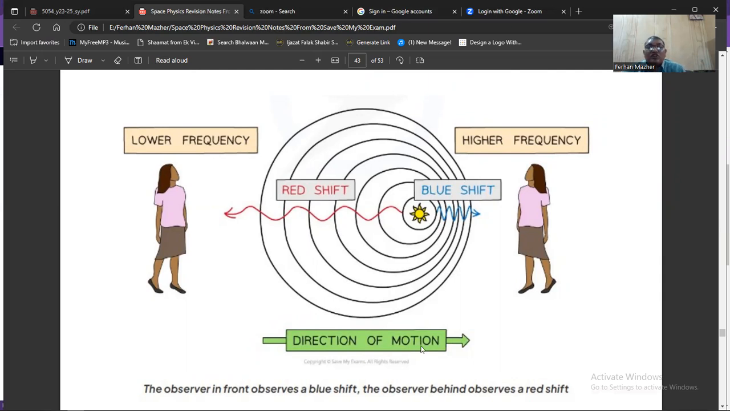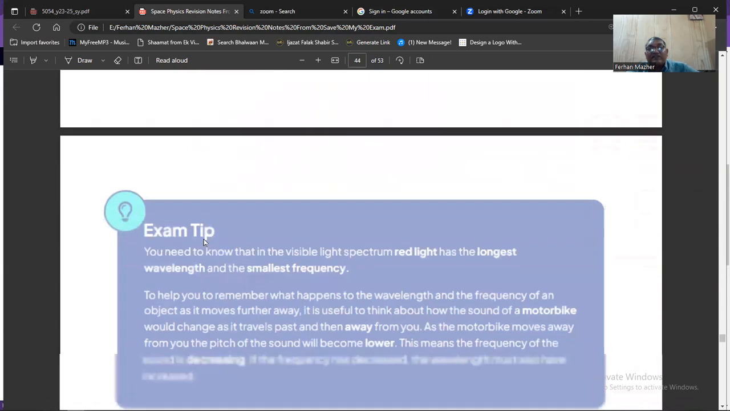So, considering the direction of the motion, the observer in front observes a blue shift. The observer behind the source observes a red shift. Because here the source is coming towards this observer, it will have a blue shift. Here the source of the waves is going away from the observer, so when you observe these waves, they will have a red shift and a lower frequency.